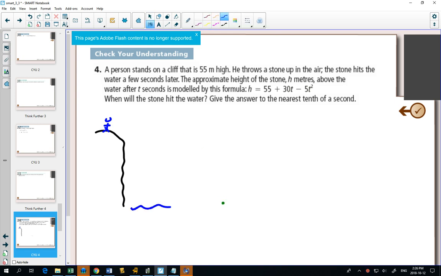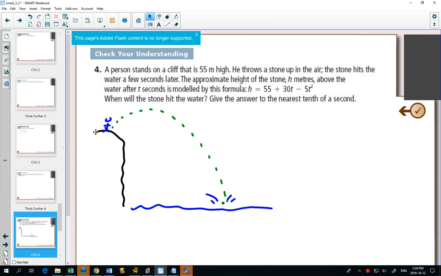And then that stone hits the water. The path of that stone would look like that. And they give us an equation, and the equation looks like this. Oops, I forgot a t. Where t is time and h stands for the height above the water.